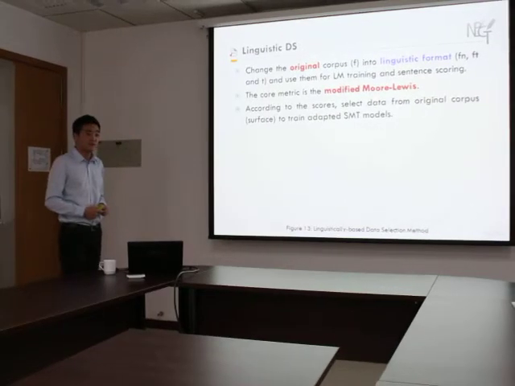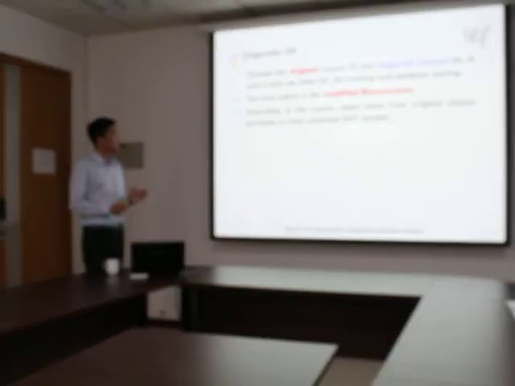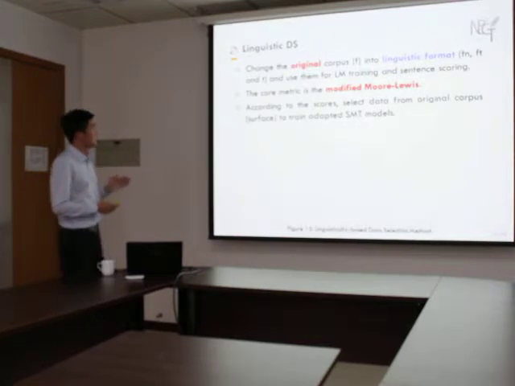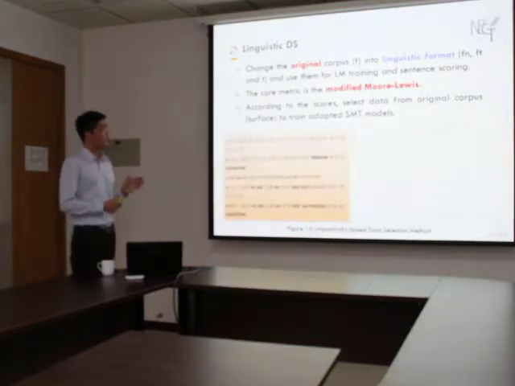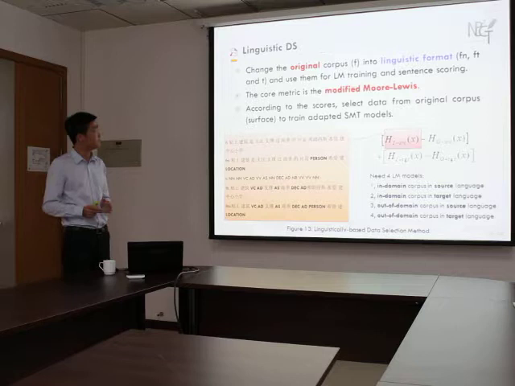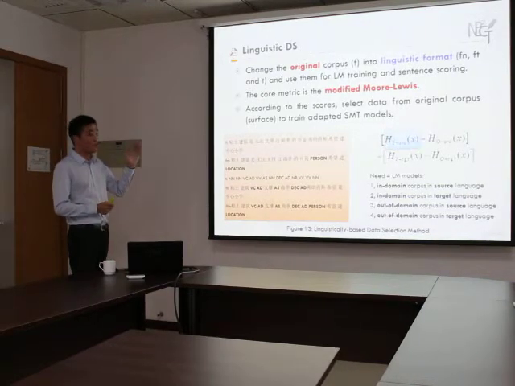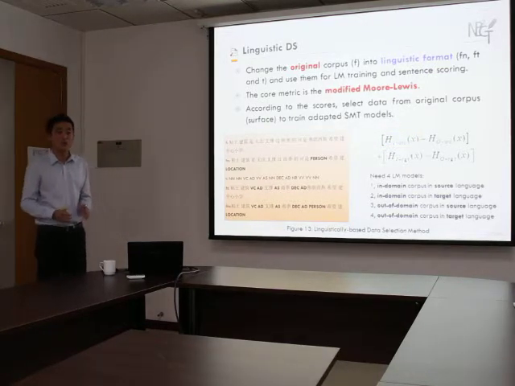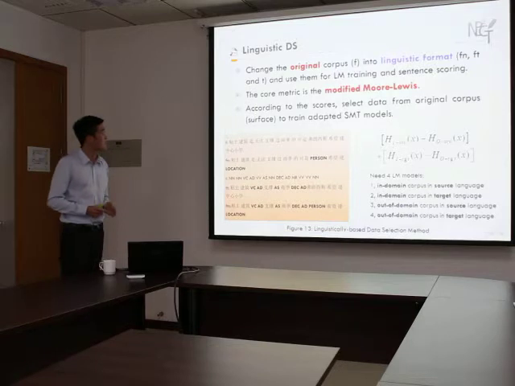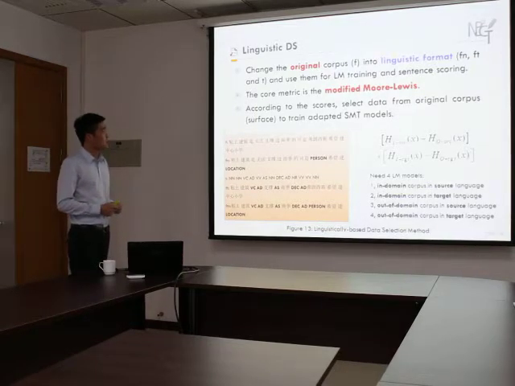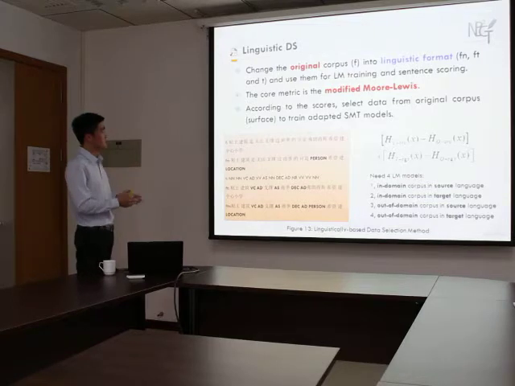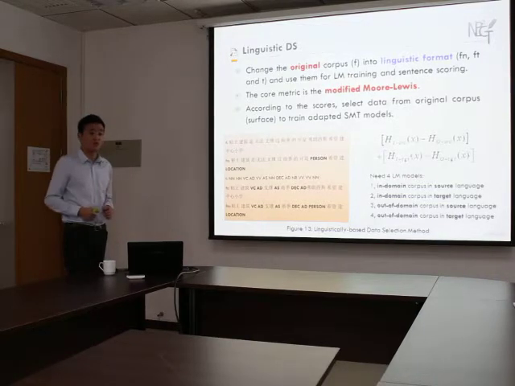In practice, I firstly change the original corpus into different linguistic formats and use them for language model training and perplexity scoring. Then my core similarity function is modified Moore-based because it is the best individual model for data selection. And finally, according to their scores, I will select the data from the original corpus to train adapted SMT models.